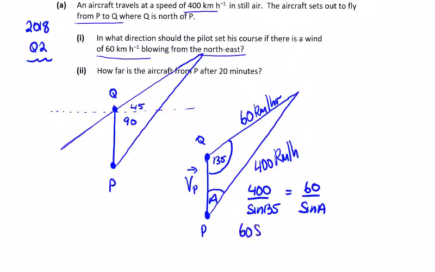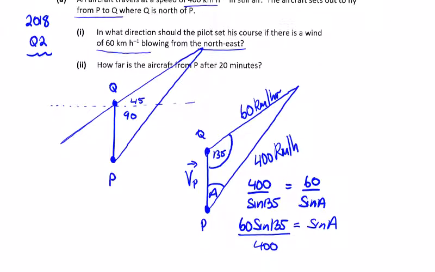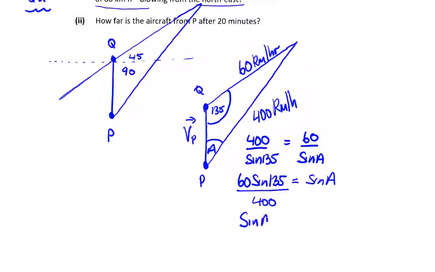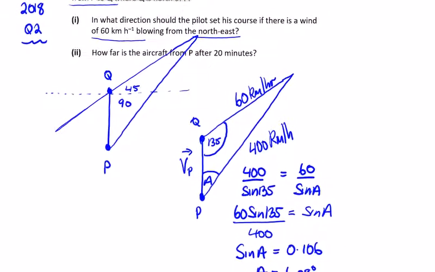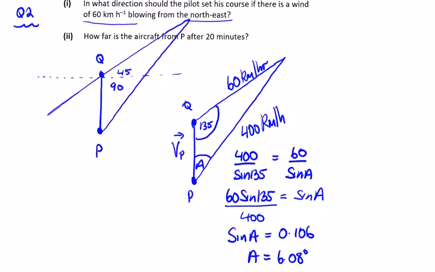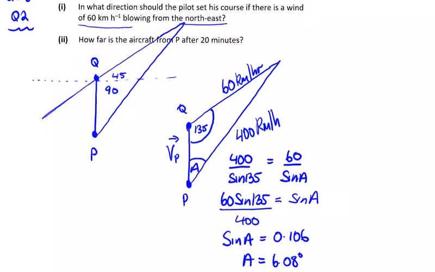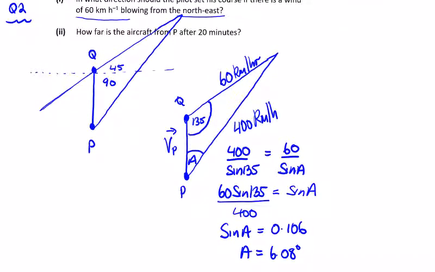So 60 sine 135 is equal to 400 sine A. So divide by the 400. It's going to give me the sine A to be 0.106. So A, the inverse sine of 0.106, is going to be 6.0847, 6.08 degrees. So they're looking for the direction the pilot should set his course. So he should set his course that way, you're going against the wind like a windsurfer, but you're actually going straight up from P to Q.